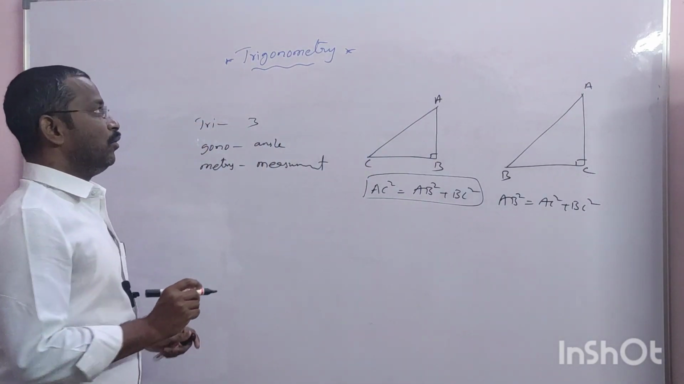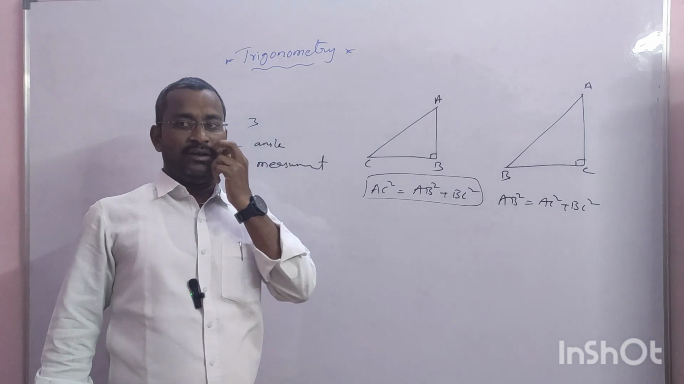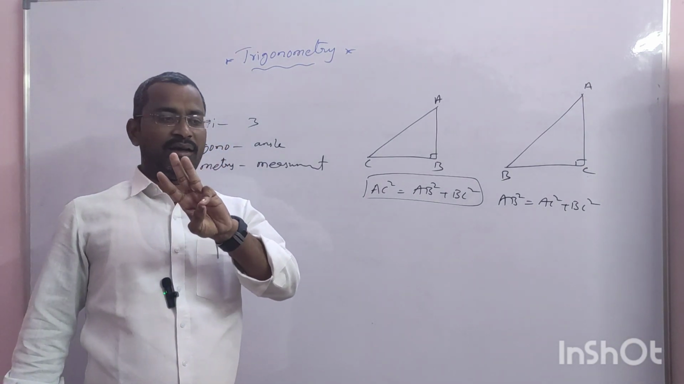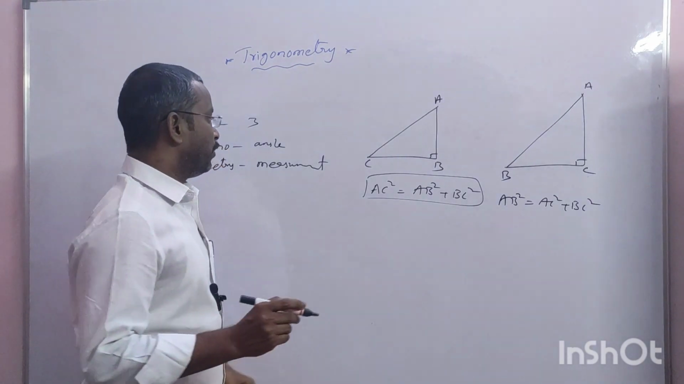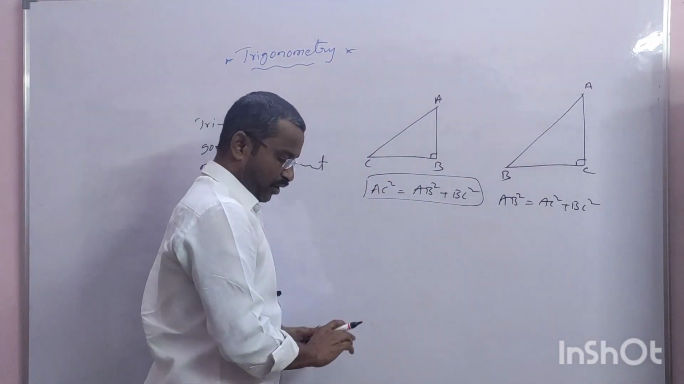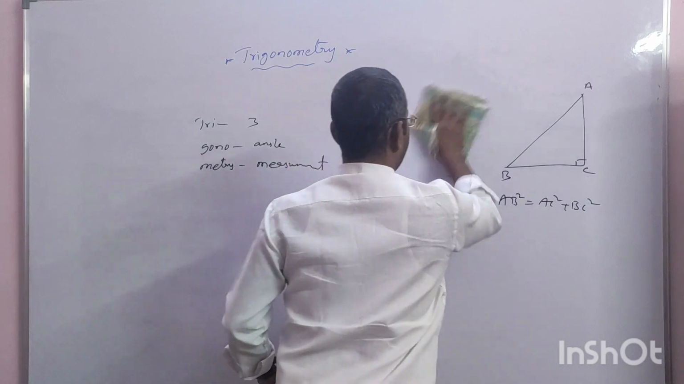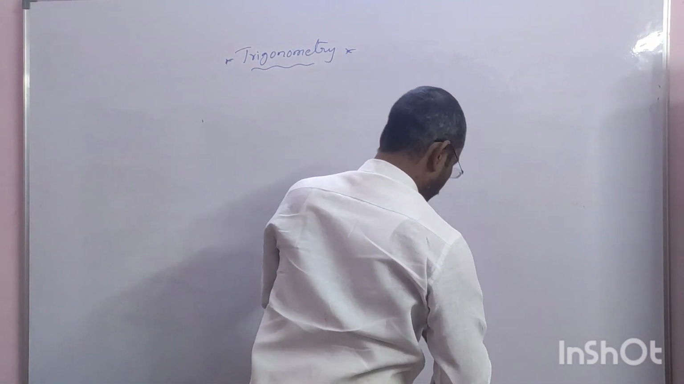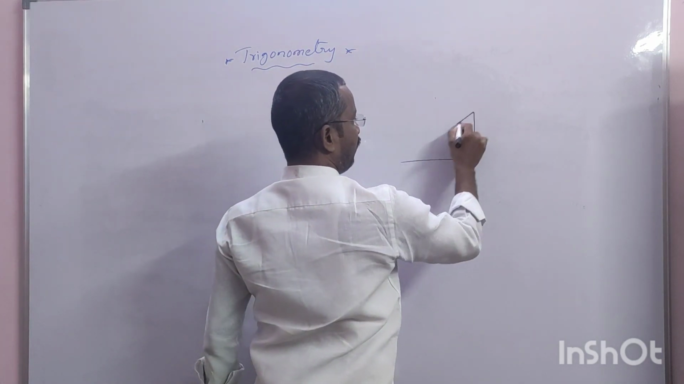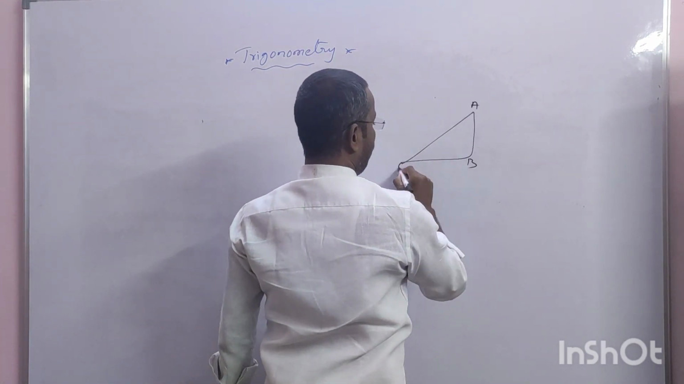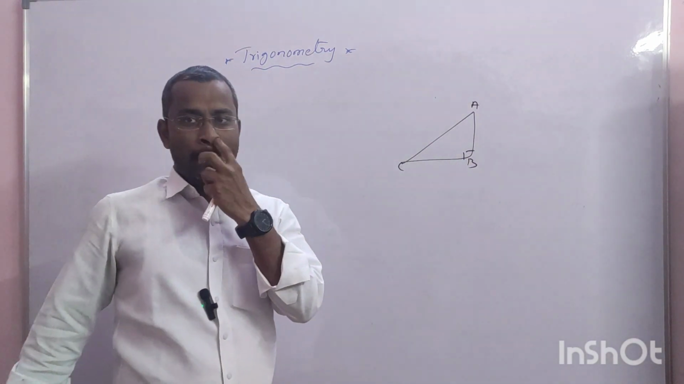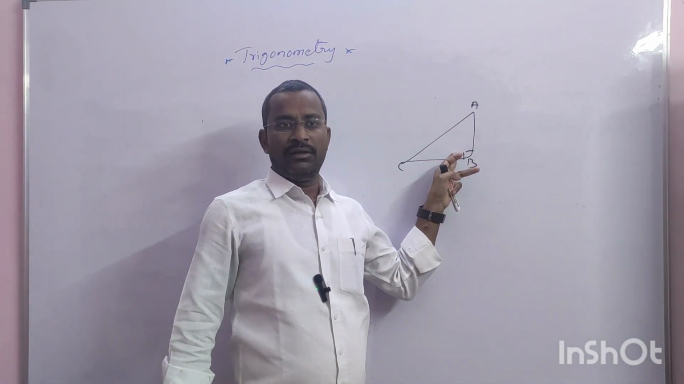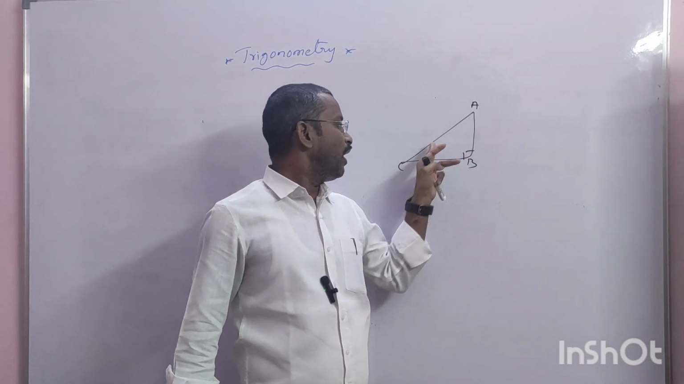And usually we say there are 6 ratios in trigonometry. Yes, we accept, but the major ratios are only 3: sine, cos, tan. So remember, for example, you are selecting this triangle A, B, C, with the right angle at B. This angle is already fixed, that value is 90 degrees. The unknown values are at A and C.